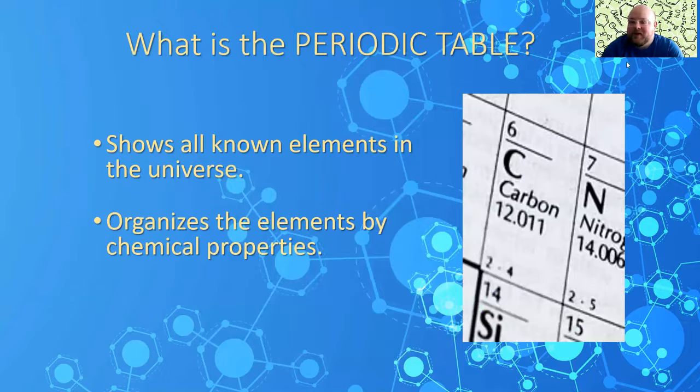Okay. So the periodic table, what is it? It shows us all the known elements in the universe. Again, we haven't explored the entire universe. Who knows? There might be some more out there. But for now, the periodic table shows us all of the known elements, and it organizes them based on their chemical properties.